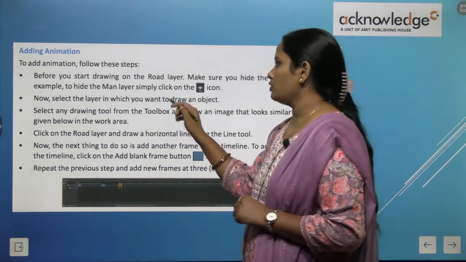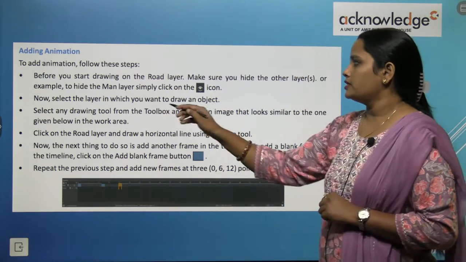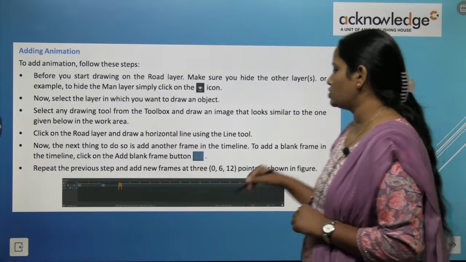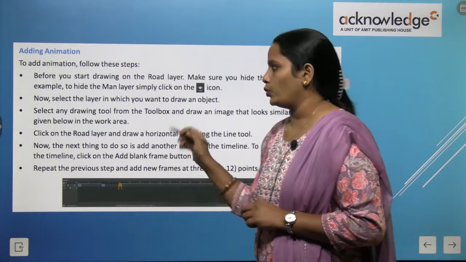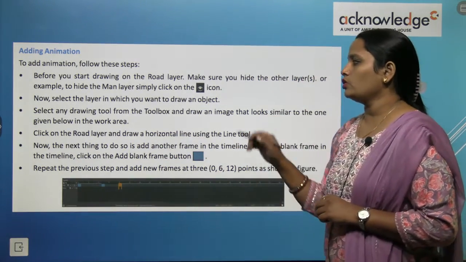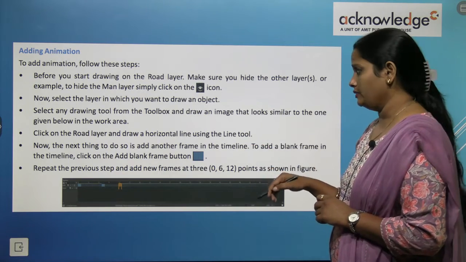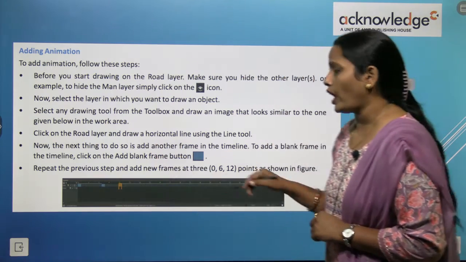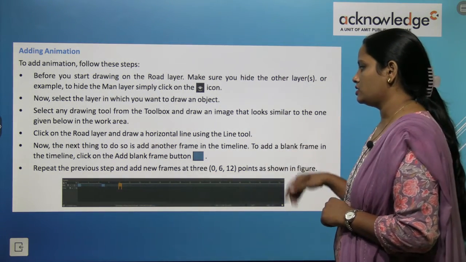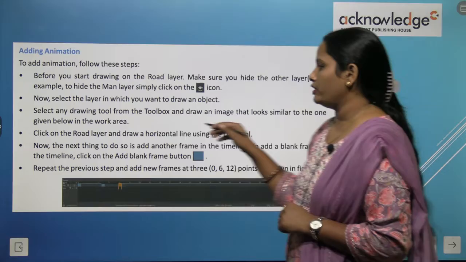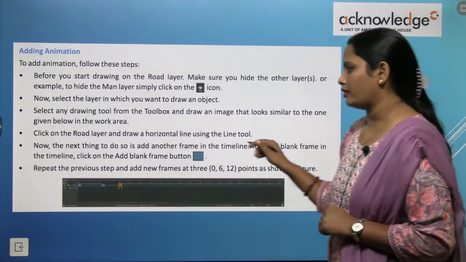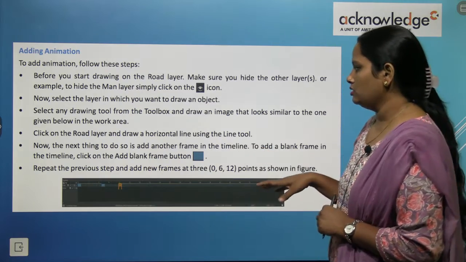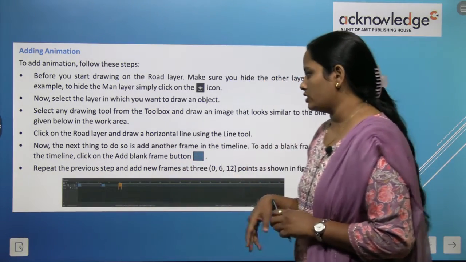Now select the layer in which you want to draw an object. Select the drawing tool from the toolbox and draw the image that looks similar to the one given in the work area. Now click on the road layer and draw the horizontal line using the line tool. Now the next thing to do is to add another frame in the timeline. To add the blank frame in the timeline, click on the add blank frame button. So we have added one more frame here, and for this we have clicked on this button.